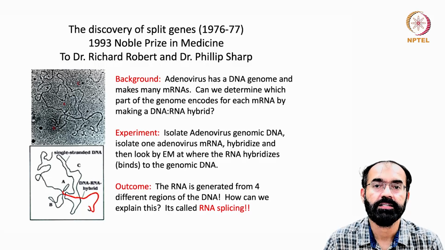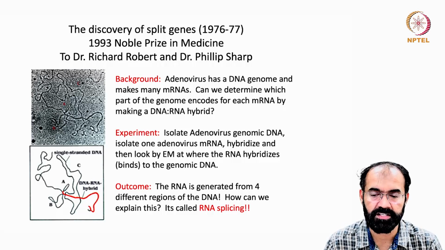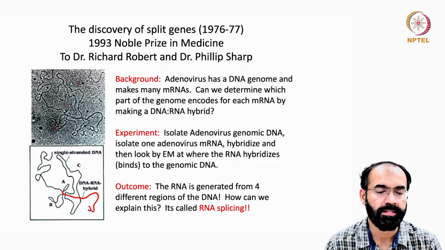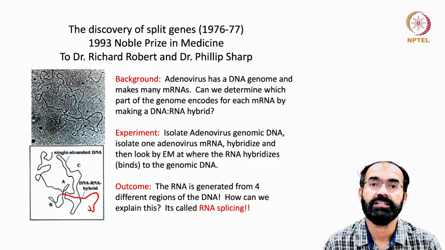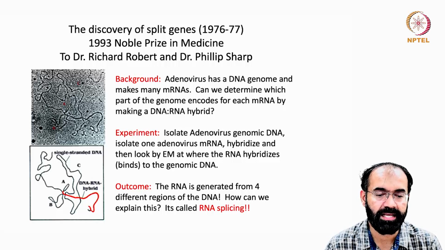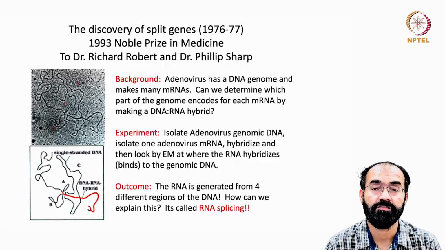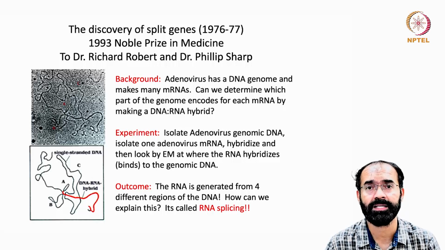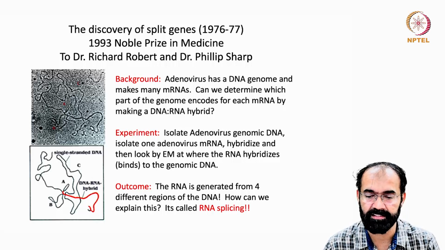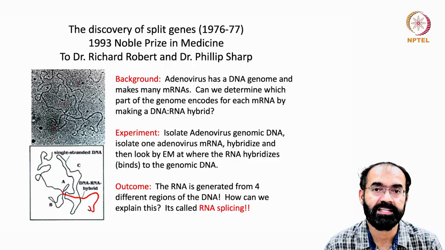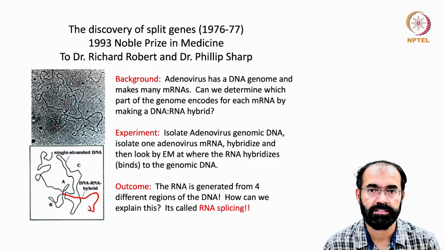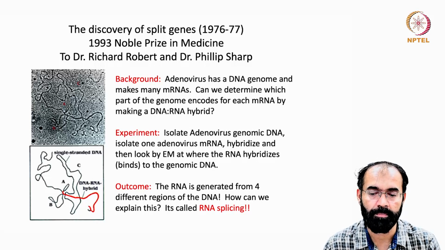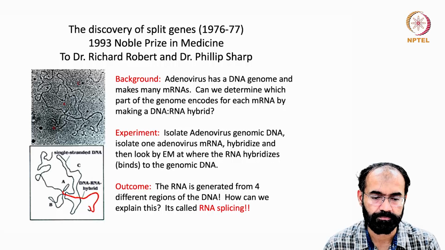Hello everyone, welcome back to another session of RNA biology. We were studying the discovery of introns by Richard Roberts and Phillip Sharp in 1976-77, and they ended up getting the Nobel Prize in 1993. Let us see how this R-loop hybridization takes place.